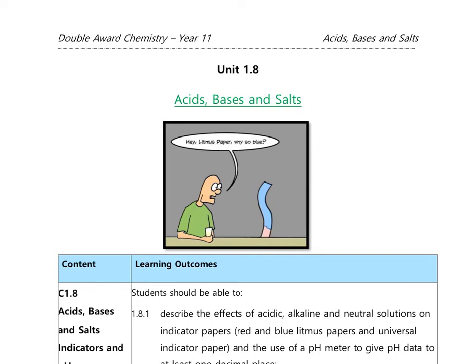Welcome to part 5 of your Unit 1.8 Acids, Bases and Salts topic. We're getting there. This video looks at the reactions of acids with metal carbonates and metal hydrogen carbonates. So we're starting on page 19.